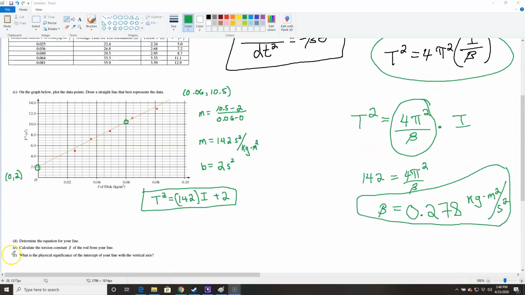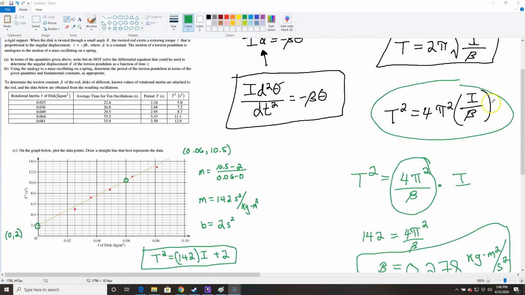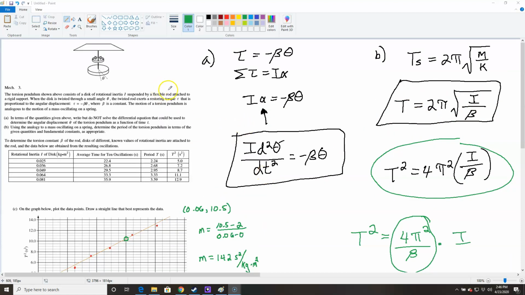So the last thing is, what is the physical significance of the intercept of your line with the vertical axis? If you take a look here, there was no y-intercept in the equation. We have to come back to the beginning, and the answer is hidden right here. The intercept is the square of the period of oscillation of the flexible rod itself. And hopefully that kind of wraps up this question for you.